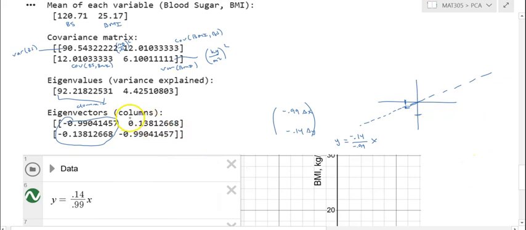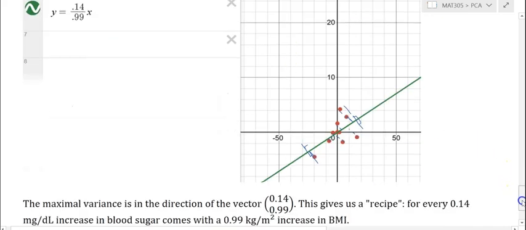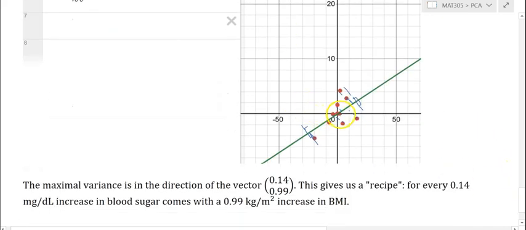Now you notice that there's also another eigenvector. What does that mean? Well, that variance is a lot smaller. By the way, this is like the variance explained; we'll come back to this. If we look at this other direction, which is almost like the flip in essence, for every 0.14 units of change in x, there's a negative 0.99 change in y. If I plotted that vector, it would look like this, and notice it has a much smaller variance in that direction.